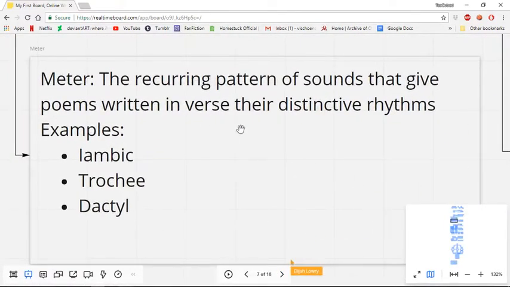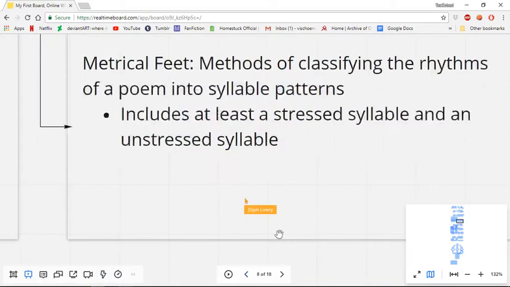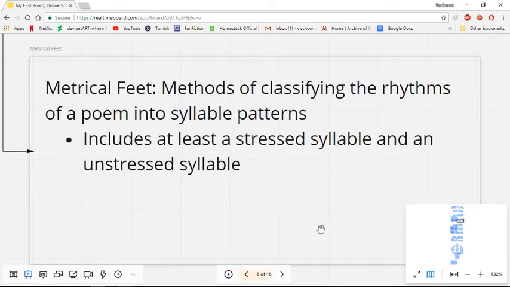And then meter. Meter is the recurring pattern of sounds that give poems written in verse their distinctive rhythms. Some examples of meter would be iambic meter, trochee meter, and dactyl meter. Metrical feet are the methods of classifying the rhythms of a poem into syllable patterns. For example, all metrical feet include at least a stressed syllable and an unstressed syllable.